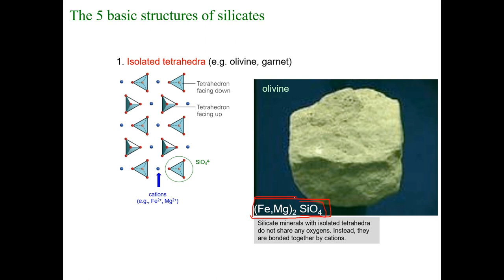Okay. So olivine is a green mineral, very common in the mantle, and it's also common in crustal rocks as well, especially oceanic type crustal rocks. These are totally isolated tetrahedra. So we call these the isolated tetrahedra. Okay. So you can see that the silicate tetrahedra, the silicate molecules, do not touch. Okay, they are not connected.